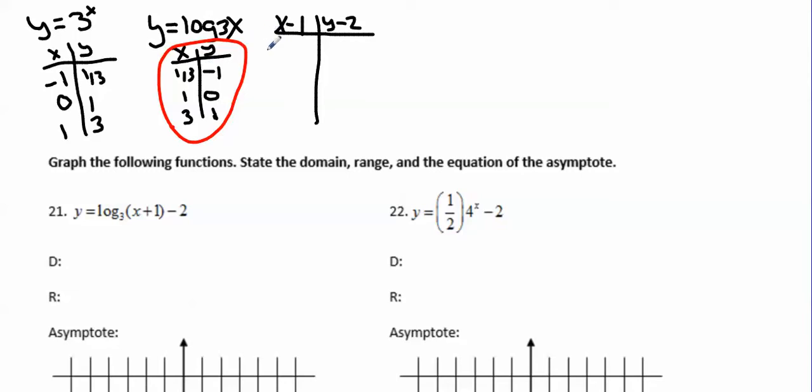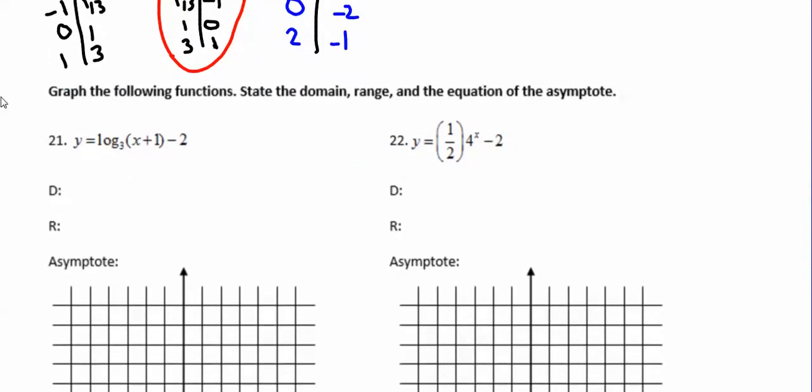So 1/3 minus 1 is -2/3. 1 minus 1 is 0. And then 3 minus 1 is 2. Now for the y values, -1 minus 2 is -3. 0 minus 2 is -2. And 1 minus 2 is -1. Let me just double check those points, make sure that they are correct. Yes, they are. Now let's go ahead and graph the function.